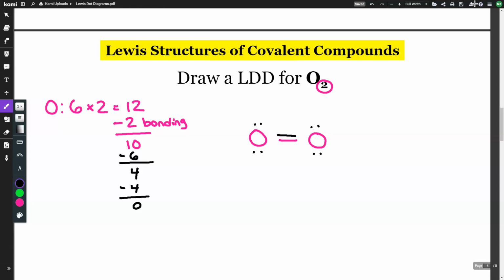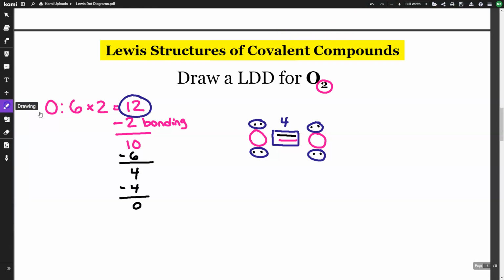And just so you don't think that I'm doing some sort of crazy magic here, crazy accounting, I had 12 total electrons. Here in the middle, I have 4, 6, 8, 10, 12. So that's where all 12 electrons are. They're all there. We're just moving them around so that everybody has 8. And that's what we do when we draw these Lewis structures. So in this case, we are good. We're done.